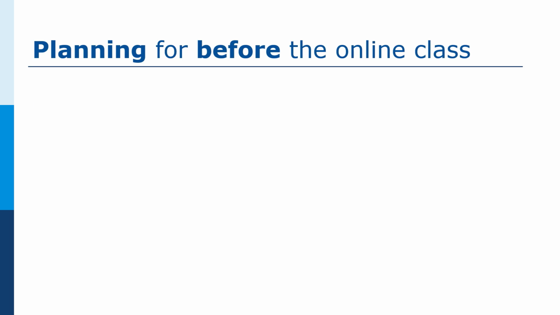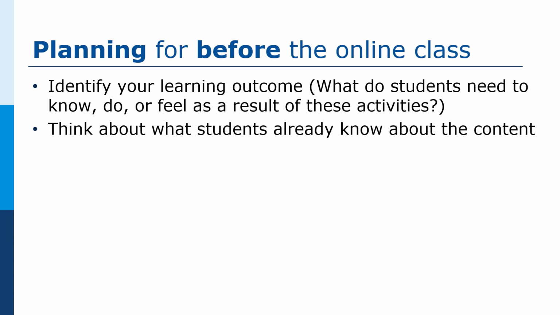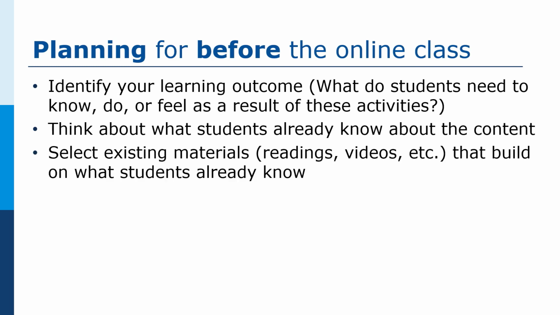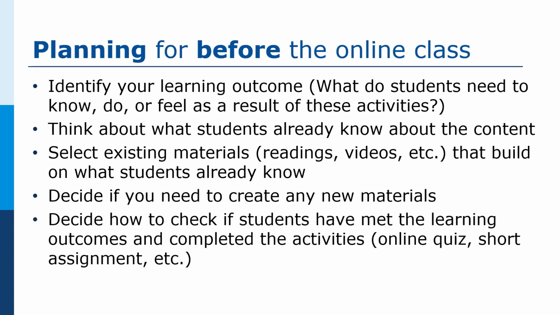As an instructor, your planning before the online class will require you to identify your learning outcome. What do students need to know, do, or feel as a result of these activities? Think about what students already know about the content. Select existing materials, like the readings or videos, etc., that build on what students already know. Decide if you need to create any new materials. And decide how to check if students have met the learning outcomes and completed the activities, like the online quiz or short assignments.